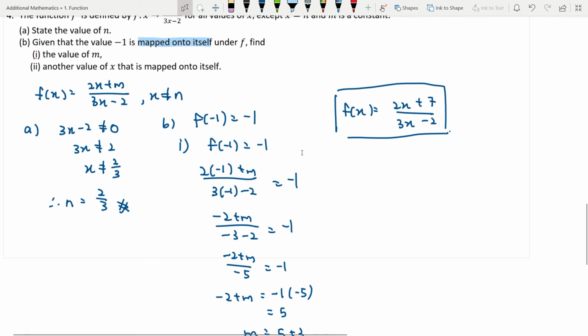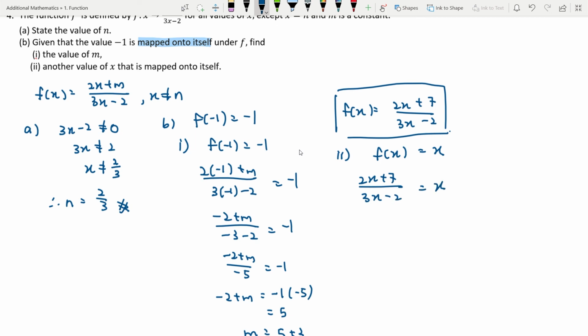B2. Find another value of x that map onto itself. It's the same thing, but we need to find another value of x other than -1. f(x) equals to x. 2x plus 7 over 3x minus 2 equals to x. Multiply both sides with 3x minus 2. We get 2x plus 7, x multiply with 3x minus 2. Expand the bracket. We get 3x squared minus 2x.